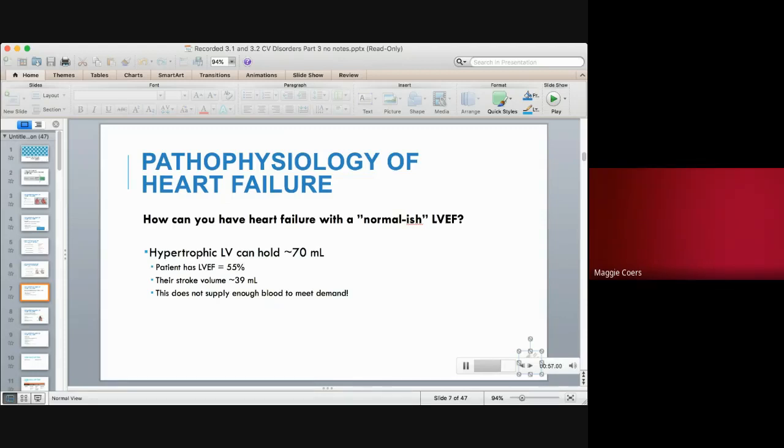However, if we do our math, 39 divided by 70, we actually get an ejection fraction of 55%. So it is above, we have a high ejection fraction. However, it's still heart failure. There's not enough blood being pumped out of that ventricle, because of the hypertrophy and that very thick ventricle wall. So it doesn't supply enough blood to the body.